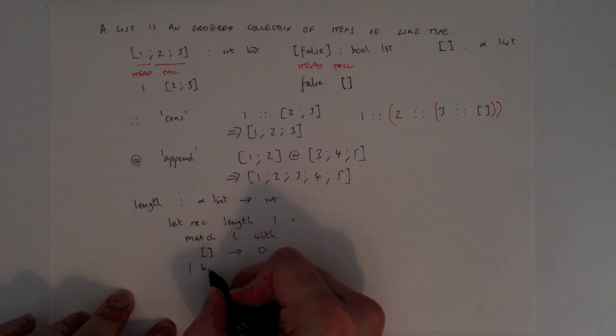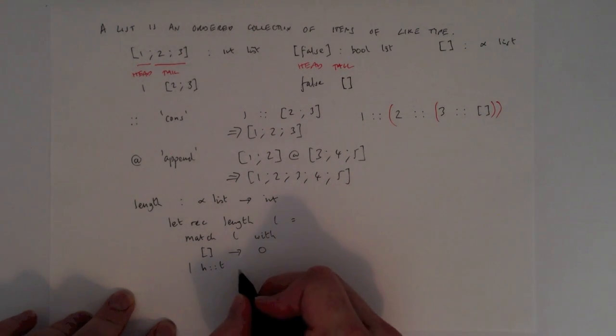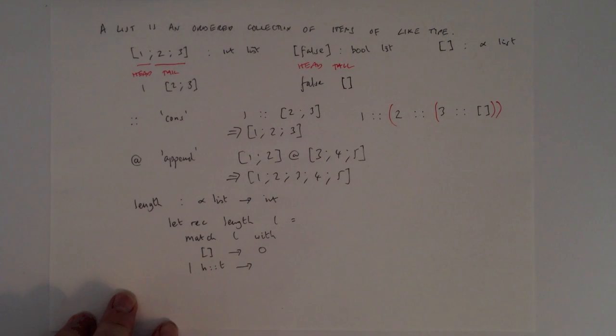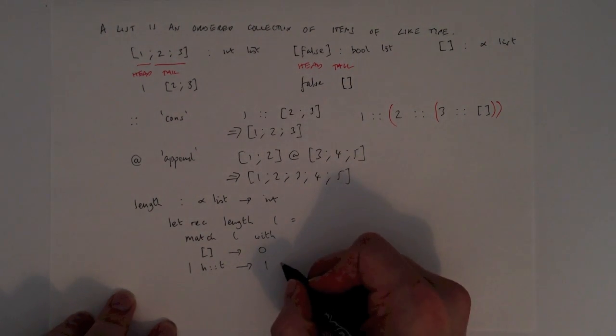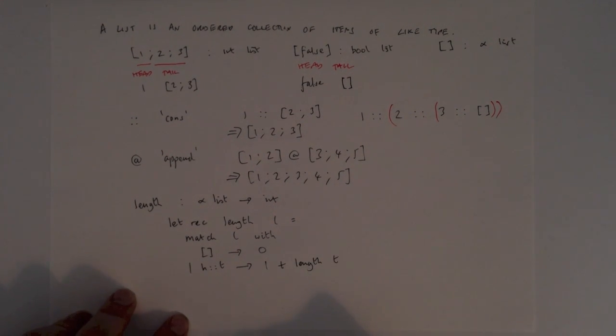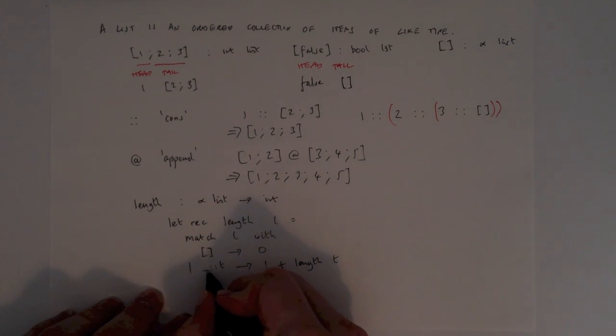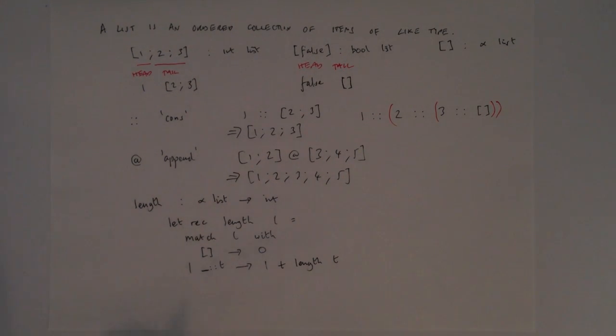Otherwise, we must have a head and a tail, so something of that form. Here we're using cons as a pattern. Well, in that case, what's the length of that list? Well, it's 1 for the element h plus the length of t. And in fact, of course, because we haven't used h on the right-hand side, we can do the usual thing and replace that with an underscore, because there's no point in giving a name to something that we're not going to use.